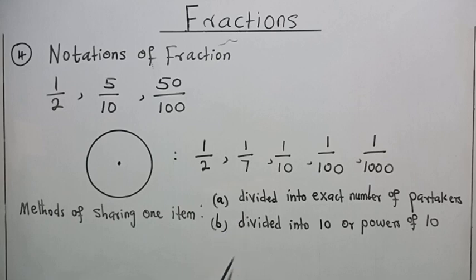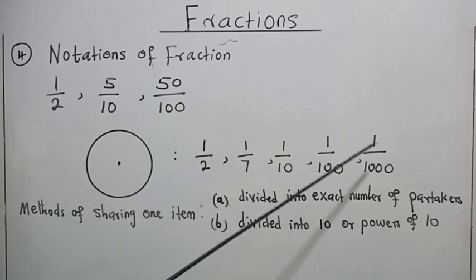Second option is, if it becomes difficult to divide it into the number of persons taking part, simply because the number of persons taking part is an odd number like 7 or 9, you just divide it into 10 or powers of 10, according to which one is more practicable.